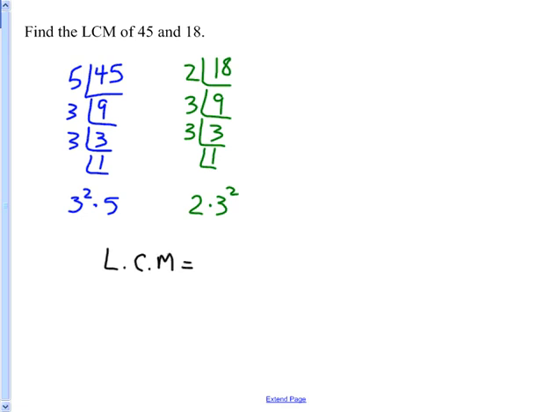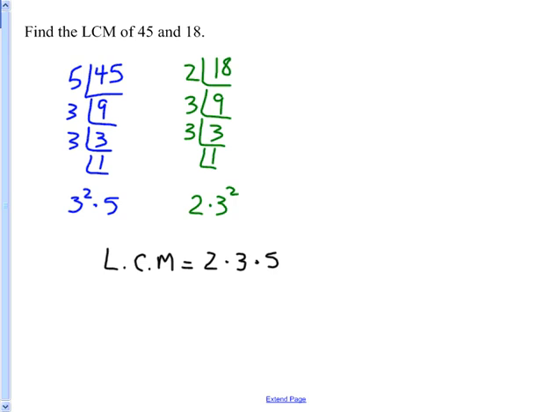So if we look, 45 has a 3 and a 5 as factors. 18 has a 2 and a 3 as factors. So we need 2's, we need 3's, and we need 5's. And then for each of those, we put in the largest exponent that we need to make up either one of the two factors.